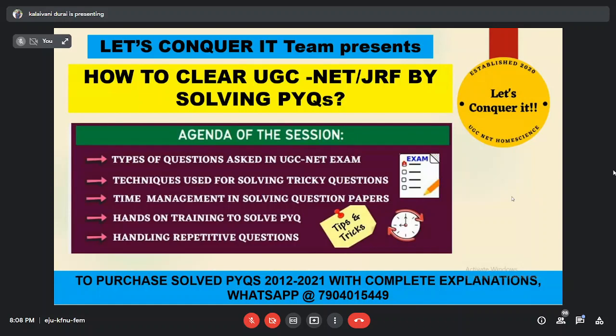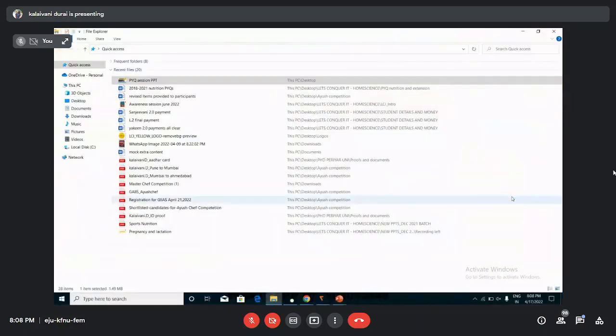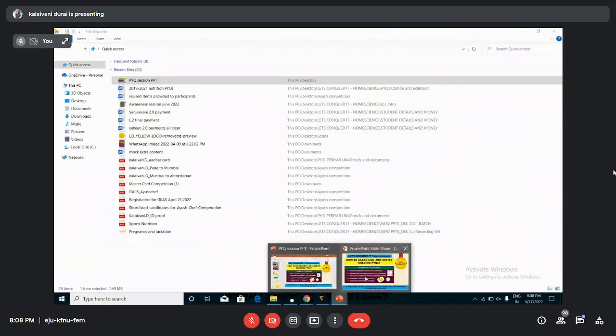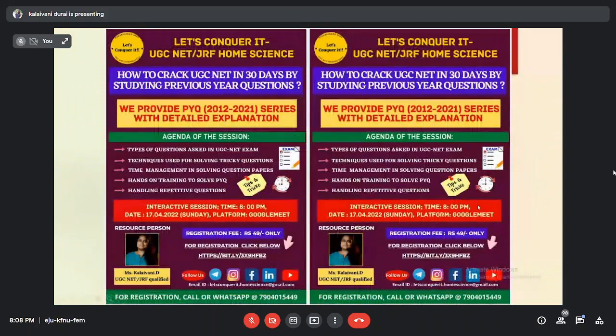Hands-on training, I'm not sure we'll be able to do because time कम है. But I'll tell you the techniques here so that you can go practice at your end. I think almost all of you have PYQs with you, so you can practice with that. Next is handling repetitive questions. So handling repetitive questions, these and all we are going to see today.